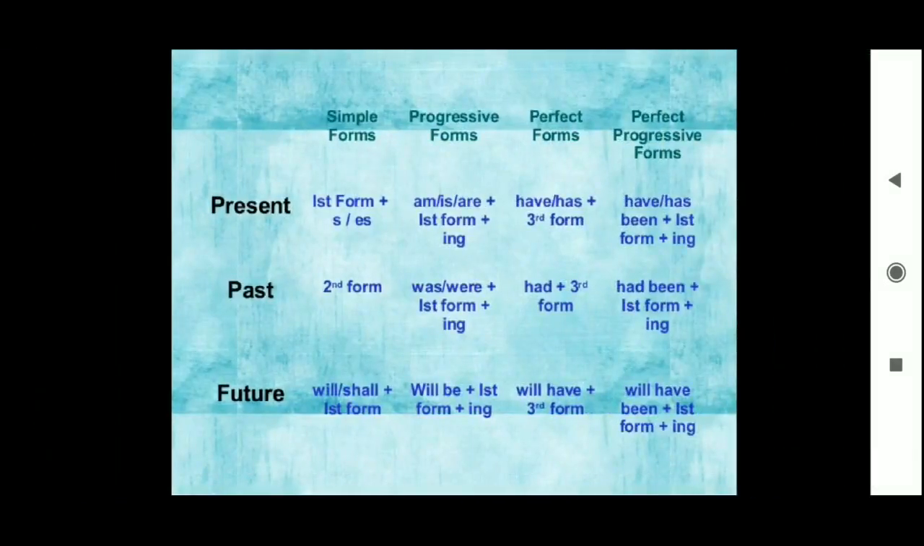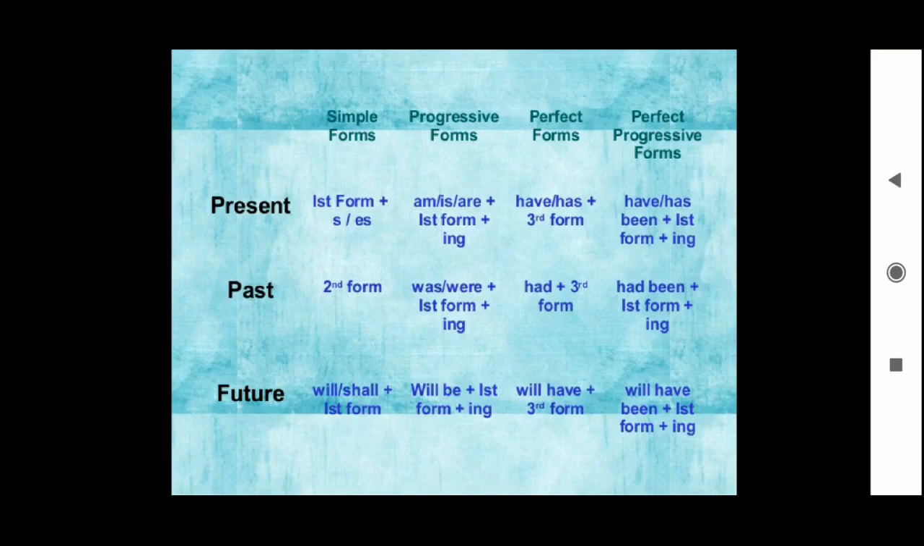Now, my dear students, in this slide we will study the forms of tenses. You can see here simple forms, progressive forms, perfect progressive forms. One thing I would like to make you very clear: progressive is continuous. Now, let us try to understand present tense. It means that simple present tense.